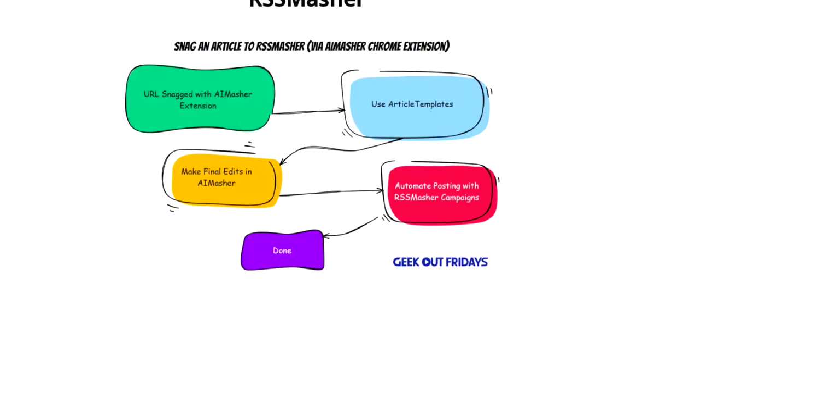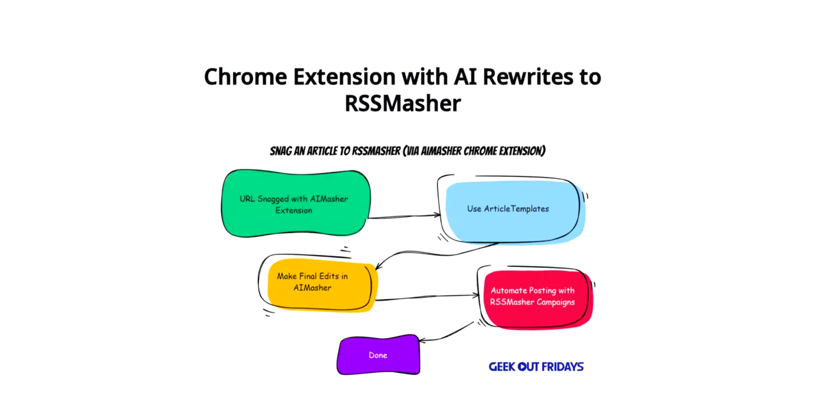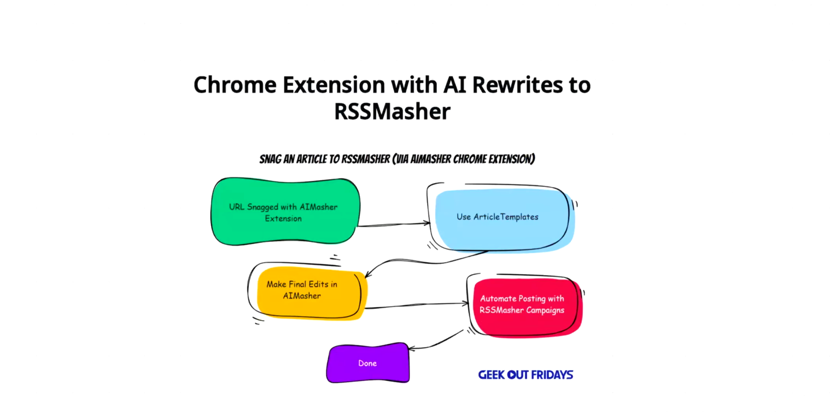And here's the Chrome extension. You're going to snag it with AIMasher's Chrome extension. You have the URL up there. And again, we're going to show you in Chrome how to do this. It will use an article template, not a reinventor template, but an article template to rewrite it. And it will put it into the publisher for your final edits. And then you can automate the posting just by tagging it with an RSS Masher campaign.